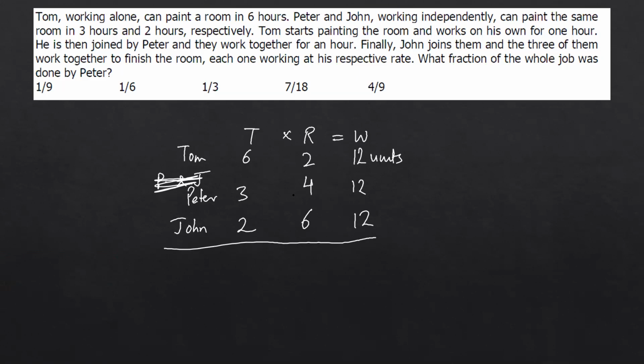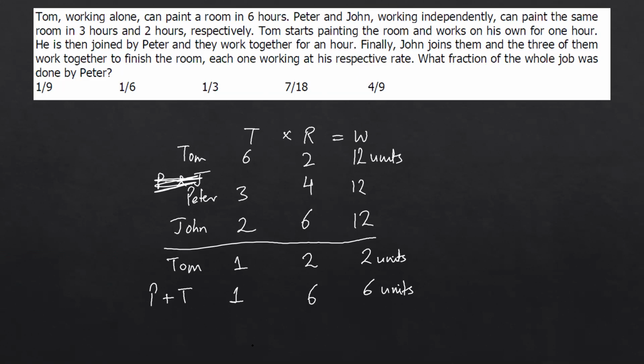So the rate here is 2, the rate here is 4, the rate here is 6. Tom starts painting the room and works on his own for 1 hour. Tom's rate is 2, so he finishes 2 units. Then he is joined by Peter and they work together for 1 hour. What is Peter and Tom's rate? It's 6. They work for 1 hour, so they finish 6 units.